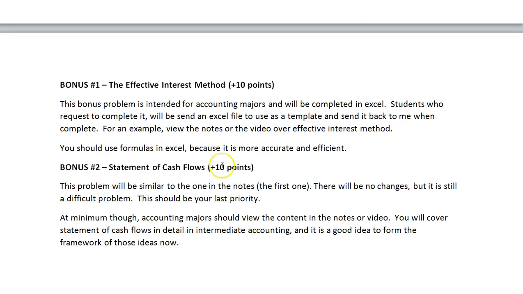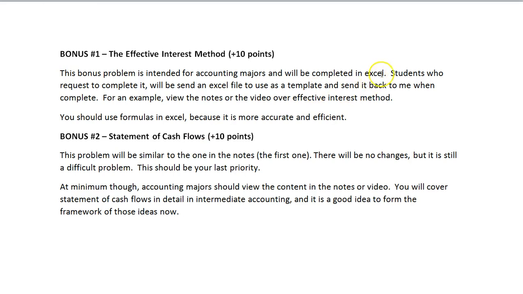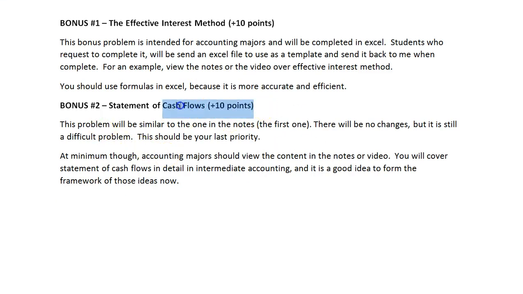There will be 2 bonus problems. The effective interest method will be in Excel. I'll set up a template and send it to you, that way we can do 10 years and you can do it quickly just by using the formulas. The statement of cash flows will be pretty ambitious. I know we've had a hectic semester, so this should be your last priority. If you're feeling ambitious, you can pick up another 10 points here. It's going to be very similar to that first problem. I'm going to have a video uploaded on it, but again, this is your last priority. If you're picking up bonus, I would do the effective interest one first.